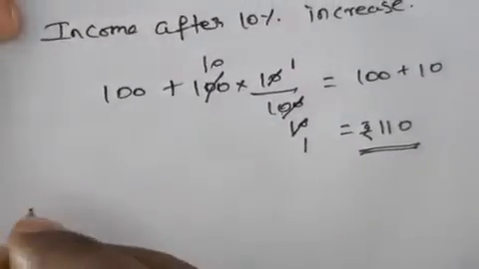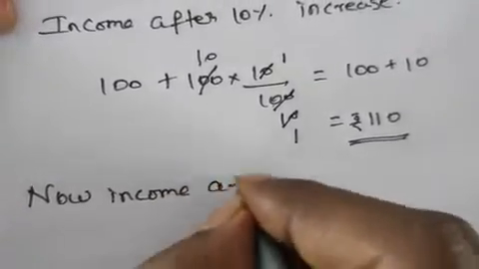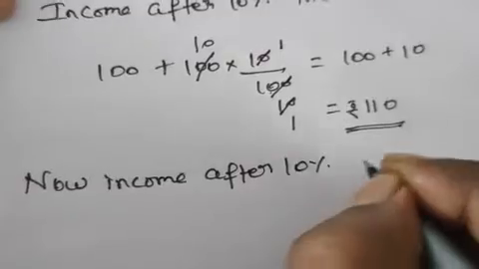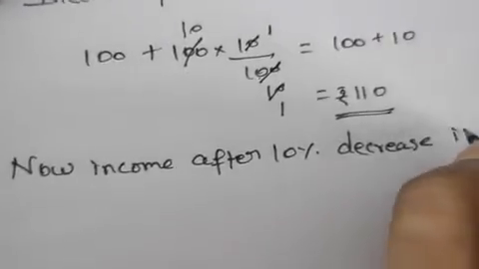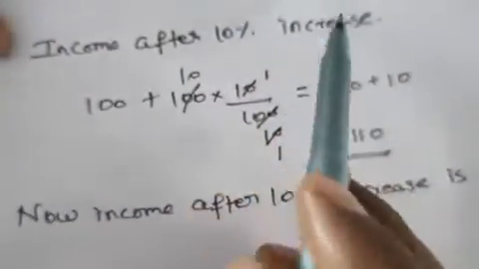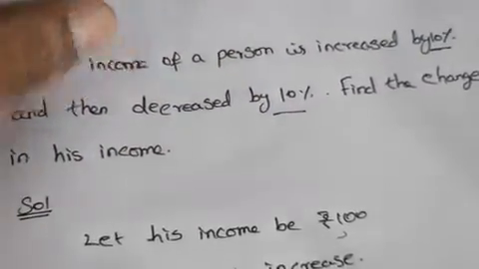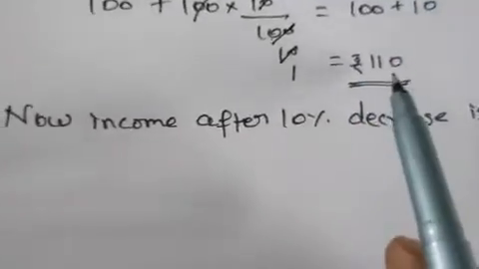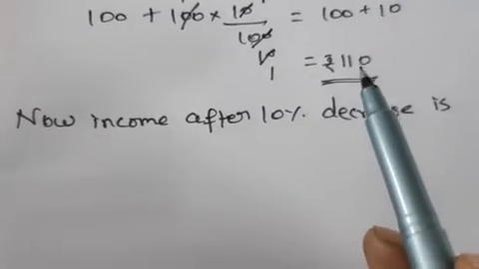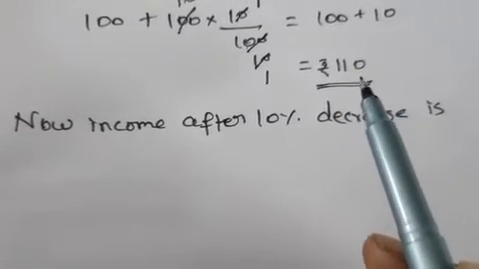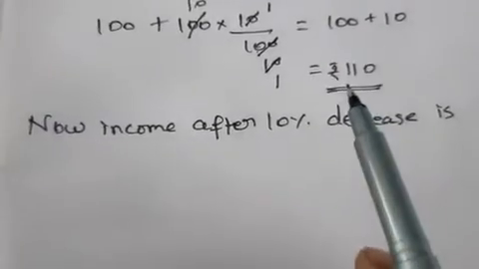Now income after 10% decrease. First his income is 100 rupees. That 100 rupees increased by 10%. Then that income changed into 110 rupees. Okay. Now this 110 rupees income is decreased by 10%.